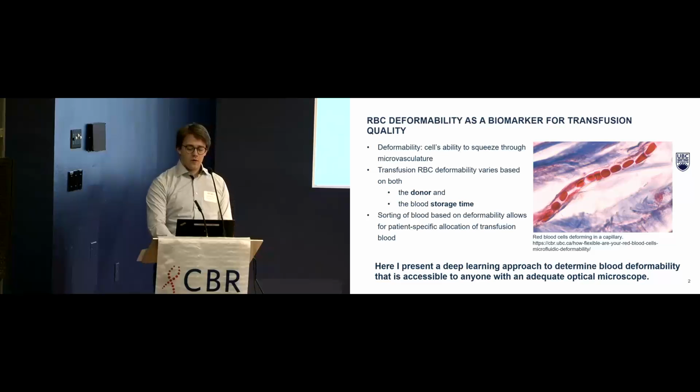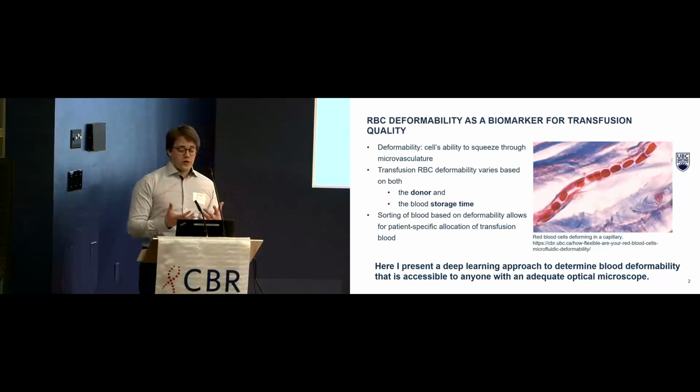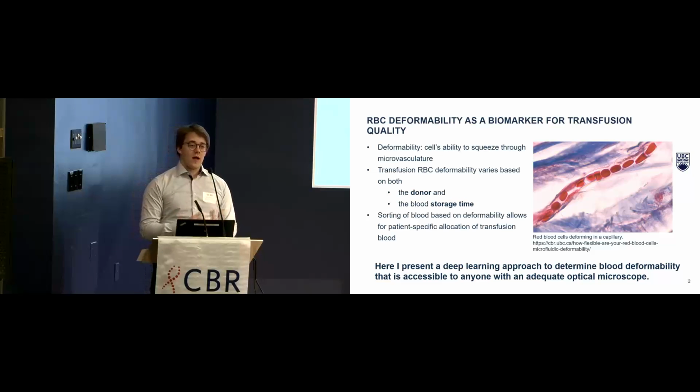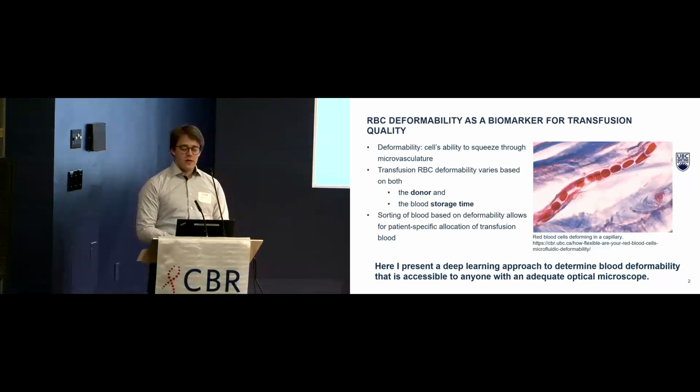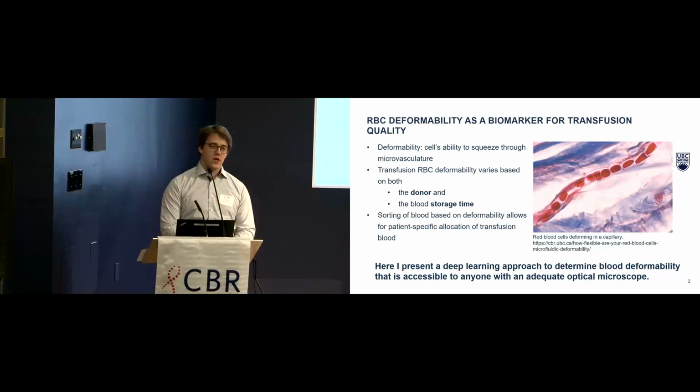The sorting of blood based on deformability would allow for patient-specific allocation of transfusion blood, where chronic transfusion patients should receive long-lasting or more deformable blood to increase the time between needed transfusions. And acute transfusion patients can receive short-lasting or more rigid blood, as they just need a blood top-up and can normally produce an adequate blood supply.